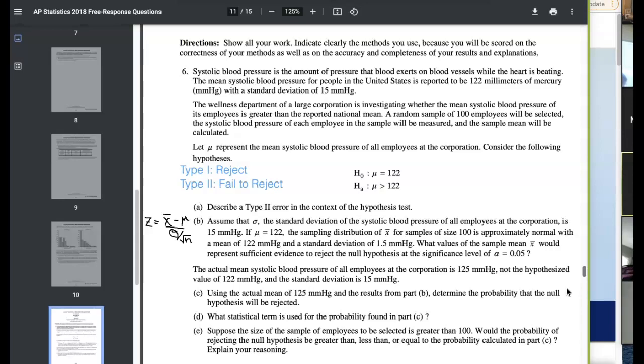Okay, so this is blood pressure, and the average blood pressure is 122. We think the people in our company have a blood pressure that's above 122. So mu represents not all people, mu represents all people in the company. A lot of times we should define our variable when we're doing a hypothesis test. What is the meaning of mu? Mu is the mean blood pressure of all people in the company.